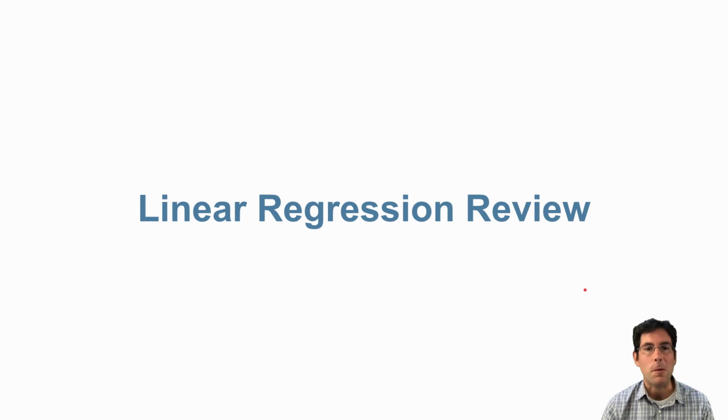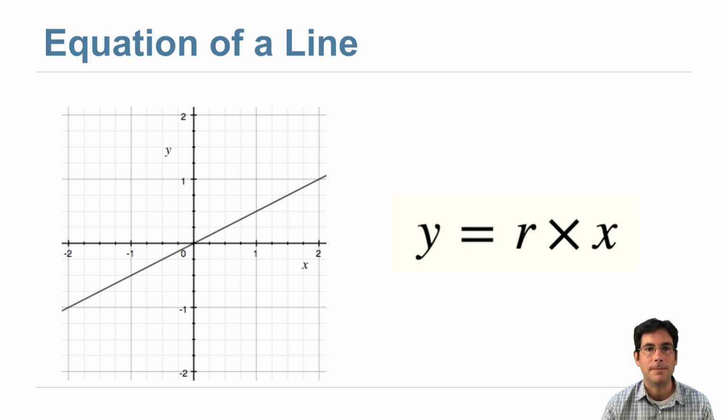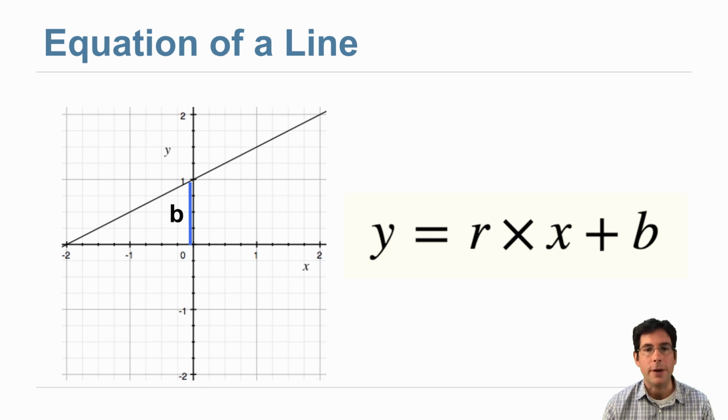Let's review what we know about linear regression so far. First, the equation of a line that goes through the origin, 0, 0, is y equals r times x. R describes the slope. For every 1 you go to the right, you go r up. A more general equation of a line is y equals rx plus b, where b is the intercept.